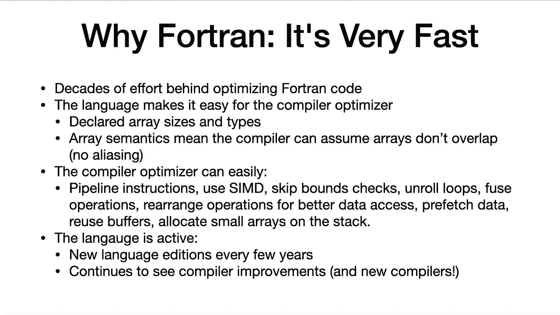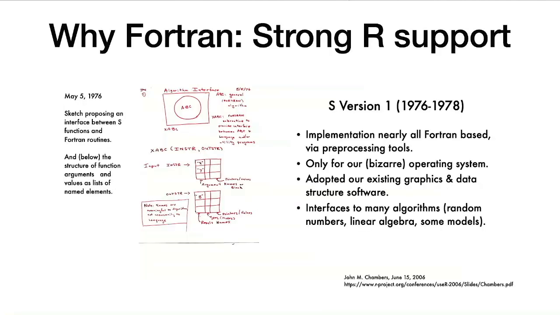So this leaves a lot of low-hanging fruit for the compiler to do things like pipeline instructions or use SIMD or skip bounds checks and so on. And these are things that you don't have to be aware of as an author. You just kind of drop into this pit of success for optimization. And the language is very, very active still. There are new language additions every couple of years. And it continues to see compiler improvements and also new compilers coming out every few years. It is actually quite an active space. So that's one reason Fortran is fast.